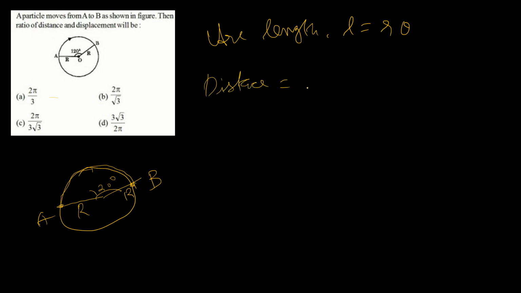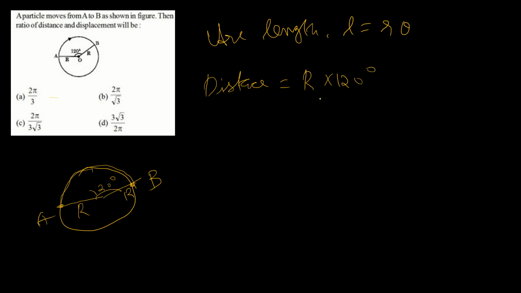I'm drawing a rough figure. Arc length. In trigonometry, we have learned what is the equation for arc length? Arc length, L equal to r theta. Here what is r? It is given in the question, capital R. What is theta? 120 degree. So distance is equal to r into theta, R into 120 degree.